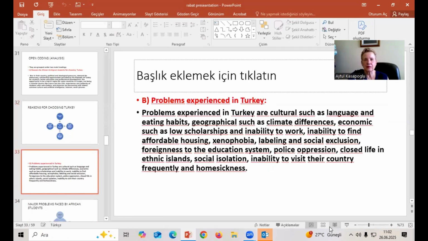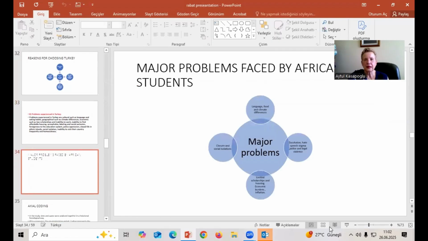Problems experienced in Turkey are listed. Problems in Turkey are cultural, such as language and eating habits. As a figure: language, food and climate differences, exclusion, hate speech, stigma, public and legal violence, limited scholarship and housing, economic burdens and inflation, closure and social isolation can be listed as major problems.